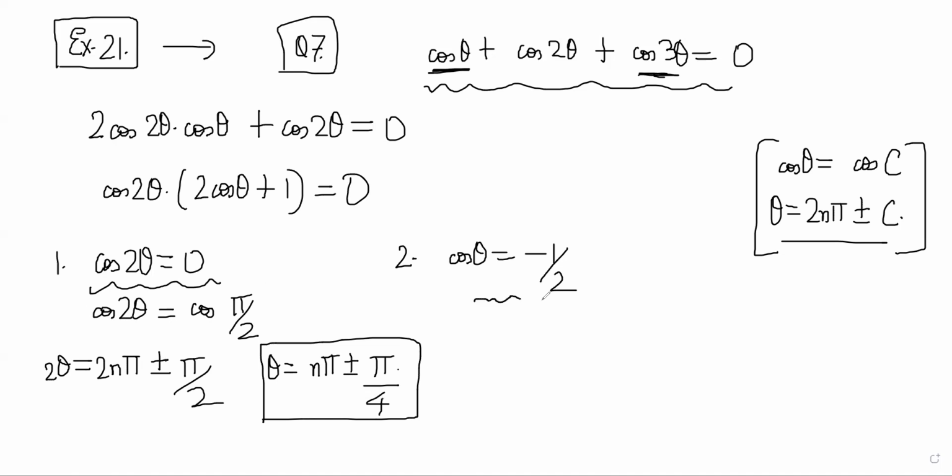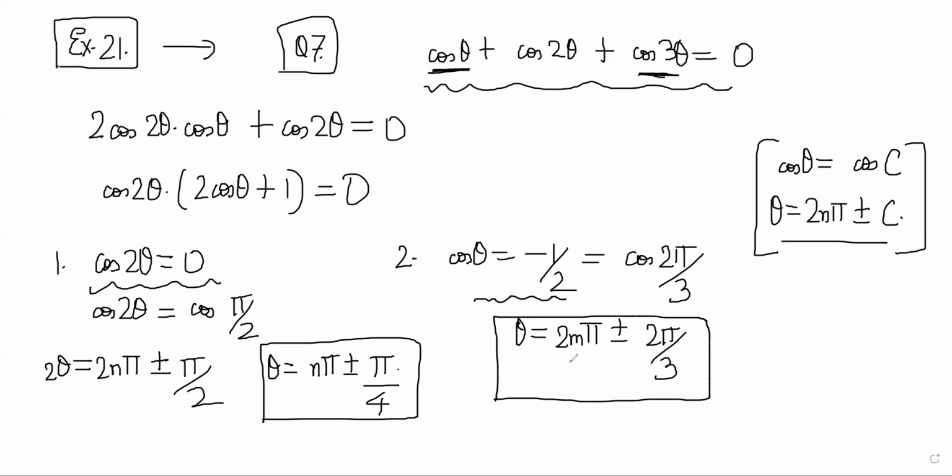And from here, you can say minus half is cos 120. So 2 pi by 3. And from here, we're getting theta is equal to m pi plus minus 2 pi by 3, right? N and m are any integers, right? So the combined answer is basically this or this, where n and m are any integers, right? Do you understand? Understood. Basically, this whole exercise is practice.